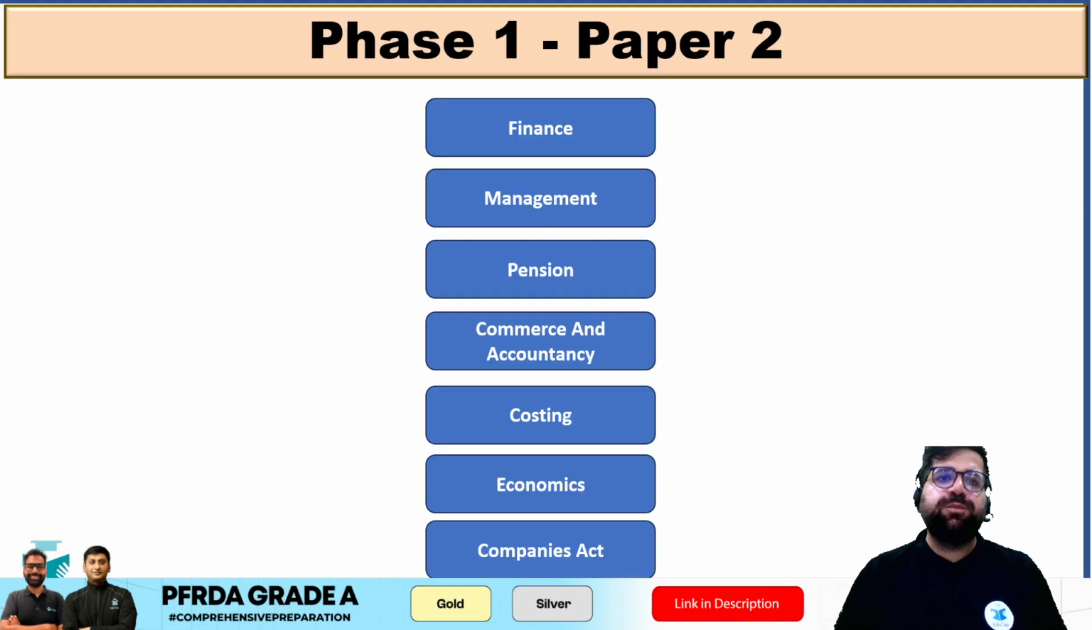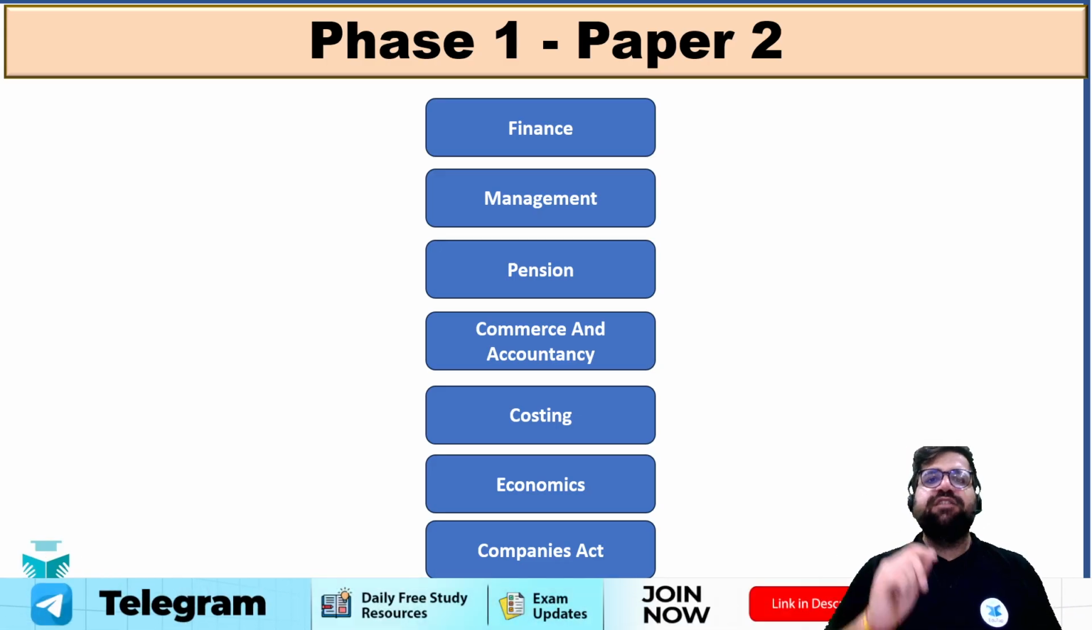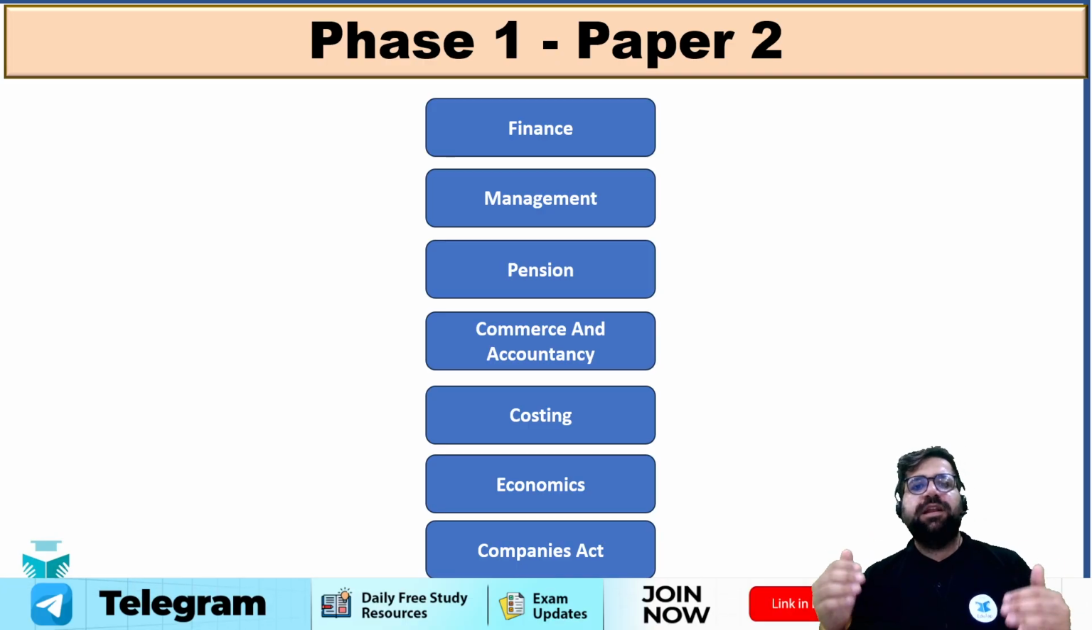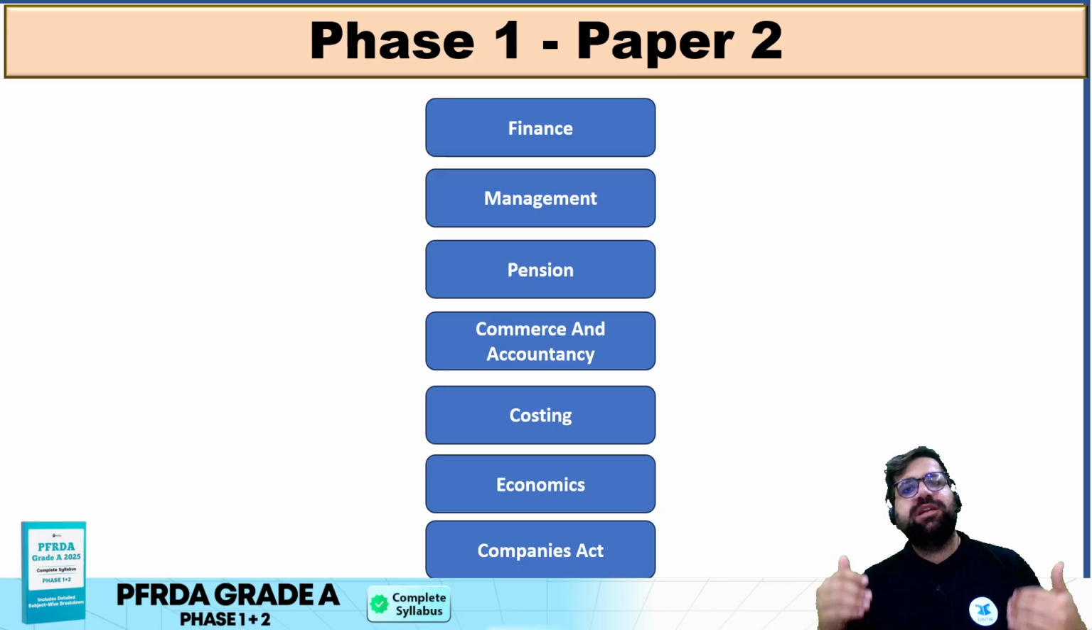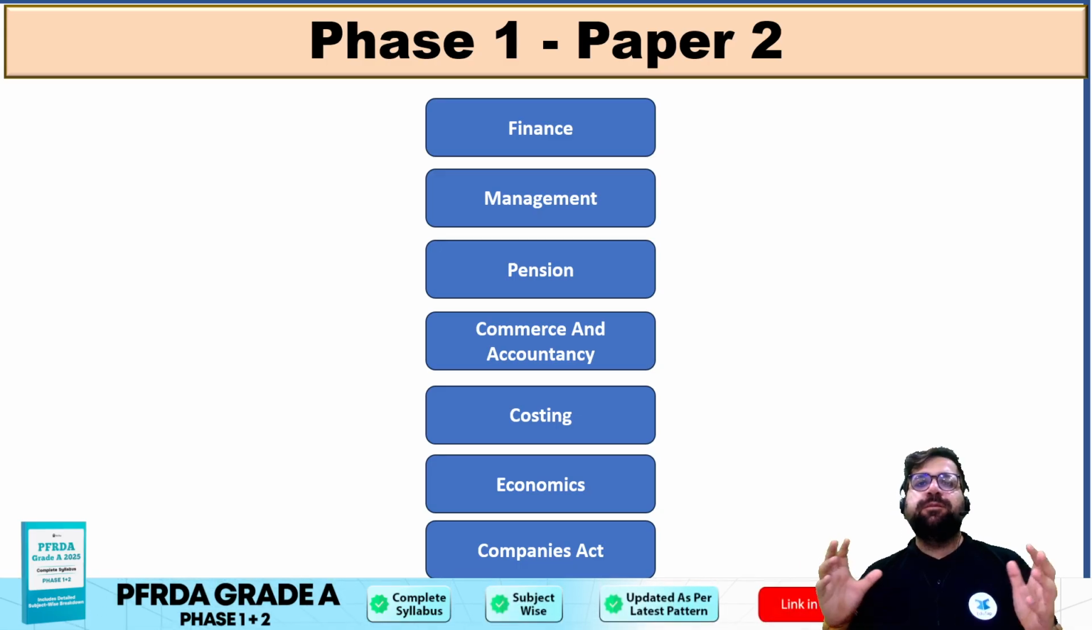Okay, now let's move forward to all the different sections of Phase 1 Paper 2. First I will start with finance, then management, then pension, then commerce and accounts, costing, economics, and in the last we will also see some important chapters from the Companies Act 2013.